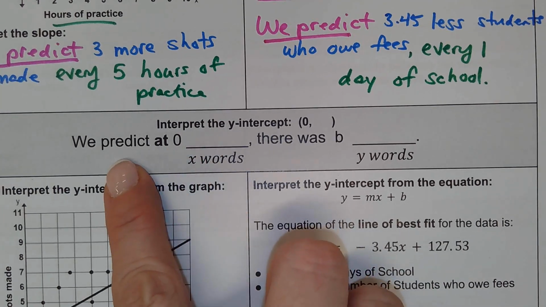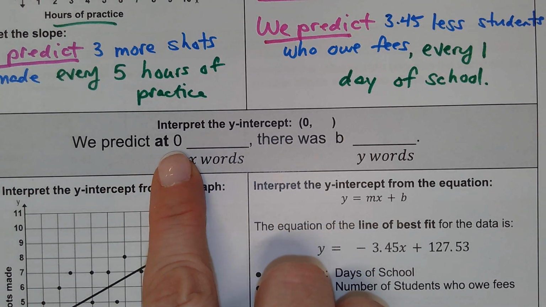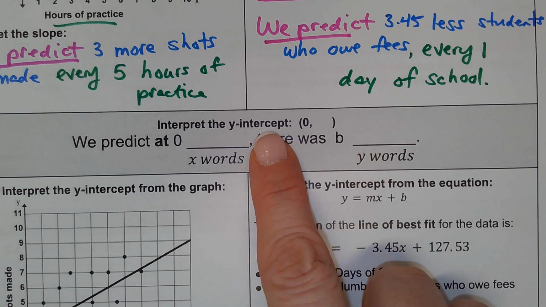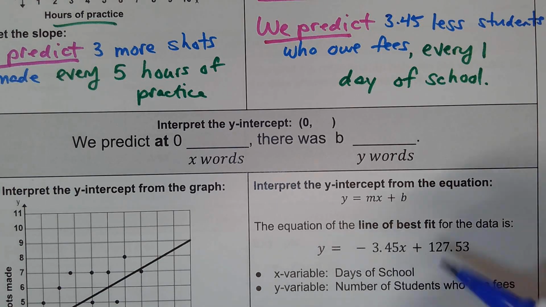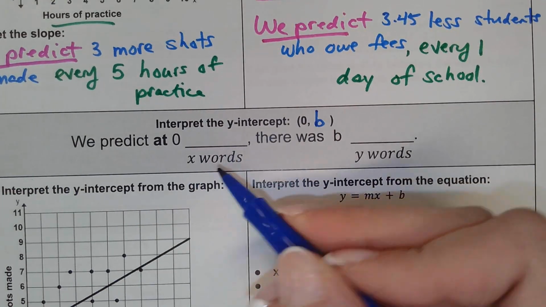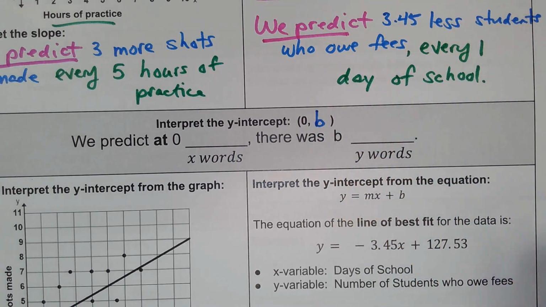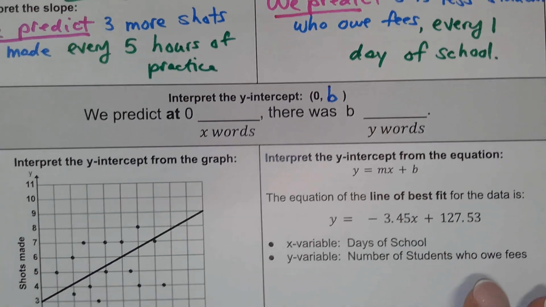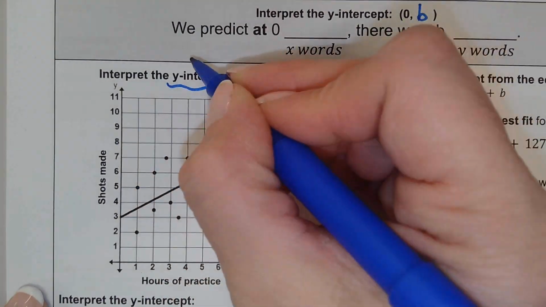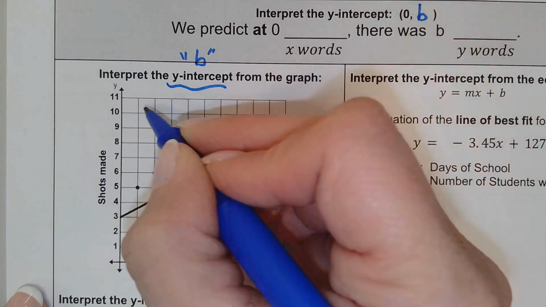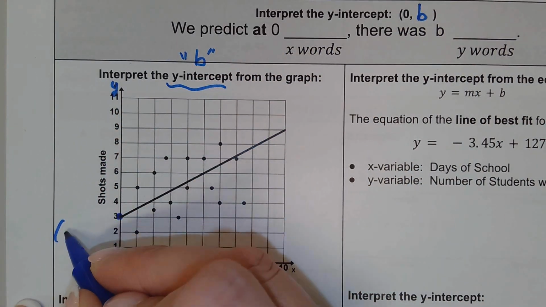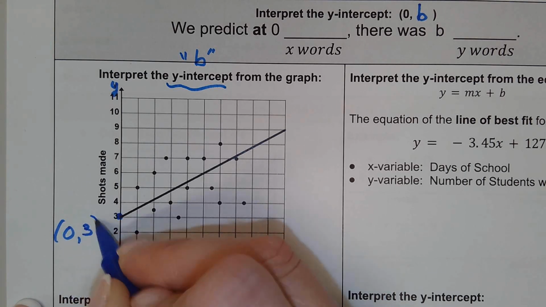We predict 0 somethings. The y-intercept is always 0 and b. 0 has some x words and b has some y words. So let's go ahead and look at this graph. From a graph, the y-intercept, or the b, is always on the y-axis. It's right here. That is the point 0 and 3.